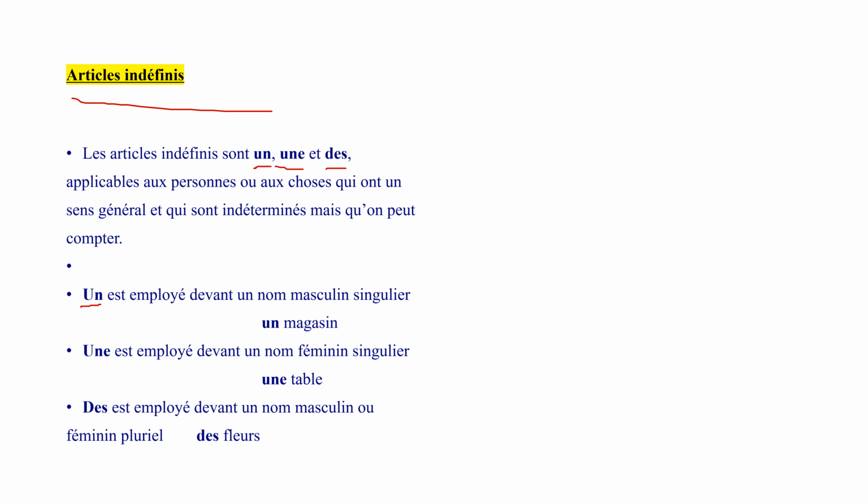So we use un in front of a masculine singular noun. We say un magasin. We use une in front of a feminine singular noun, comme une table. And we use des in front of a noun, which is either masculine or feminine, but in plural. Okay? Des fleurs. Fleur is feminine, plural. Then we say des fleurs. Un magasin, une table, des fleurs.